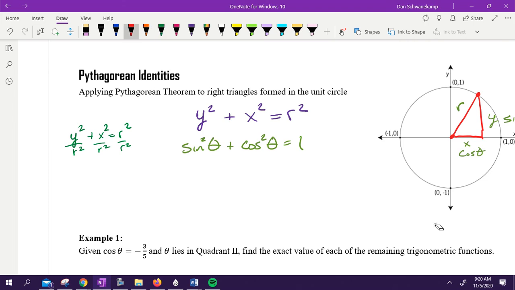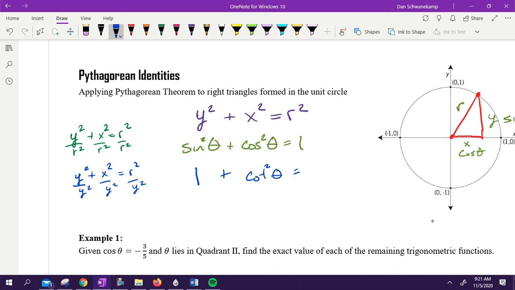Let's do it again. Stay with me here. We're starting with the same thing. Y squared plus x squared equals r squared. The first time through, we divided everything by r squared. Now let's divide everything by y squared. What is y squared over y squared going to get me? That's 1 plus, what is x squared over y squared the same as? That is cotangent squared.